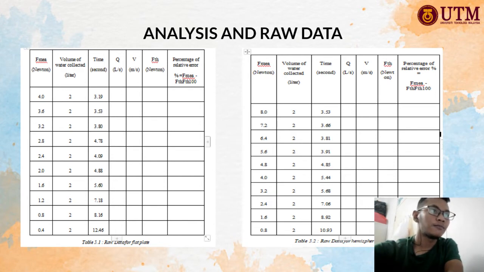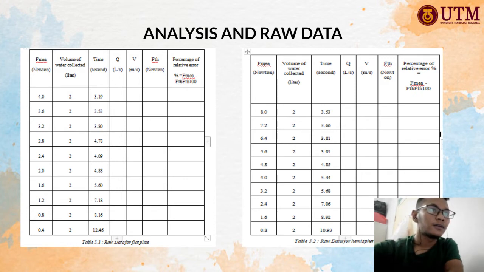In the slide shown, tables 5.1 and 5.2 are for the flat plate and the hemispherical surface respectively. For the measured force, we show on the table the data got from this experiment. The volume of water collected is constant for all of the data at 2 liters, and the time of this experiment is recorded.